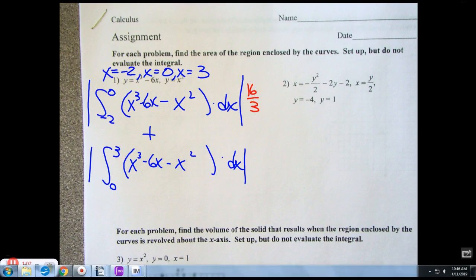16 over... Do other people agree? Was it negative? Okay, so that was the right order. Agree, 63 over 4. Then you just add those up. 253 over 12.